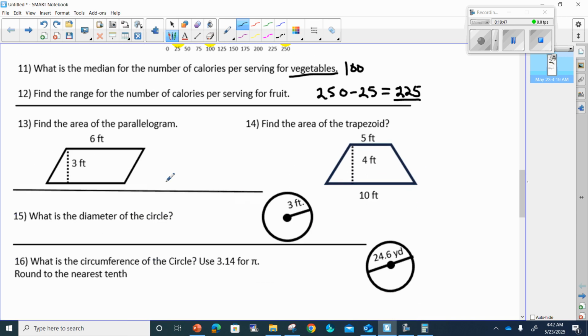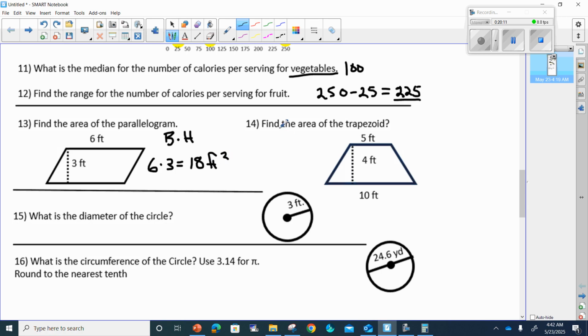Number 13 says find the area of a parallelogram. Parallelogram's formula is base times height. So we're simply going to take the base, which is 6, multiply it to the height. 6 times 3 is 18. So this is 18 feet squared.